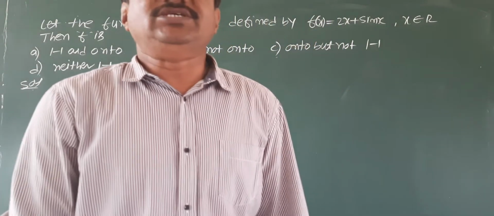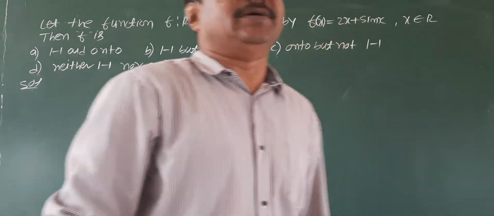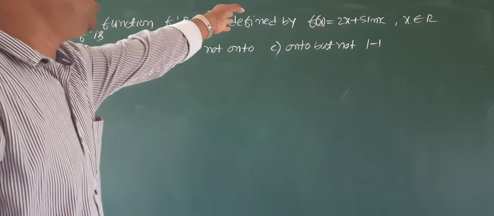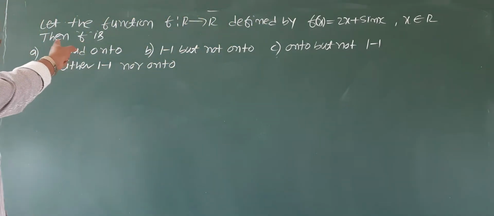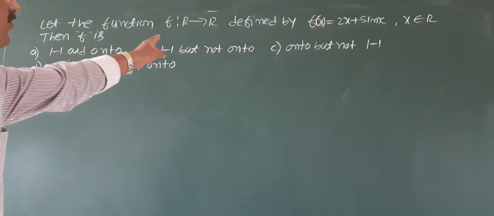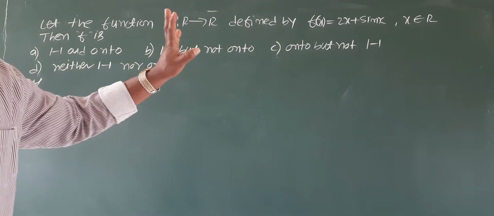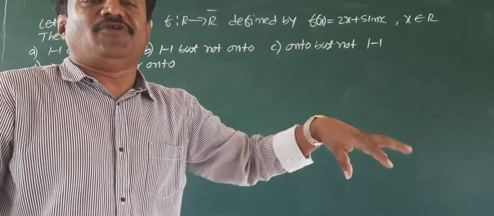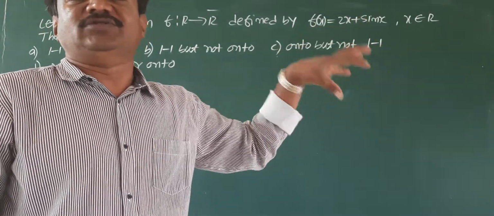Students, this is the 25th JEE class. Look at that simple question on the board. The function f from R to R is defined by f(x) = 2x + sin x. Is f one-one, onto, one-one but not onto, and so on? So let us solve this simple question. Observe carefully how easily I solve it.